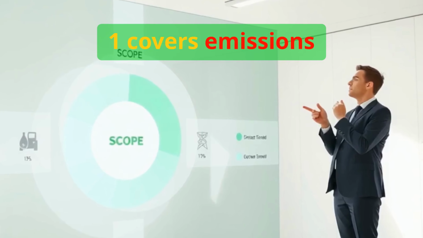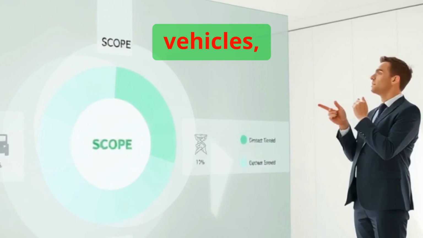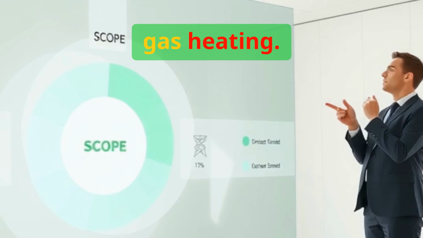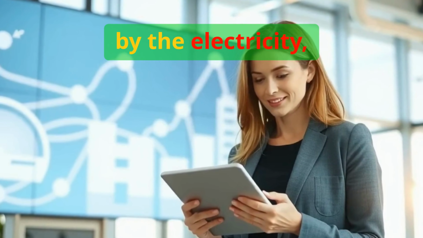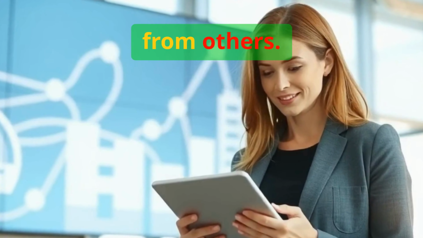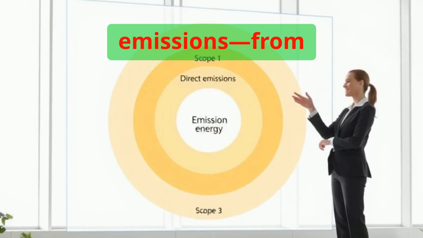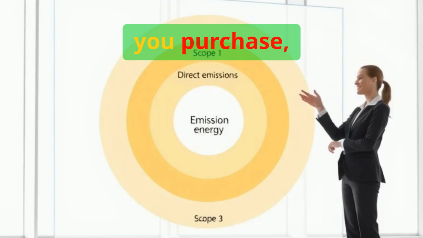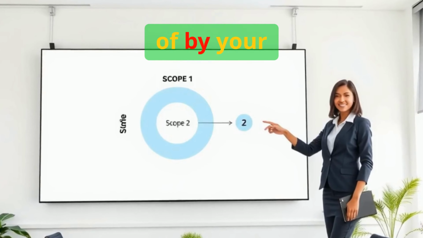The basics start with 3 categories, often called scopes. Scope 1 covers emissions you have direct control over, like the fuel burned in your company vehicles or the on-site gas heating. Scope 2 records emissions indirectly created by the electricity, steam, heating, or cooling your organization buys from others. Scope 3 is the broadest, covering all other indirect emissions, from the production of materials you purchase, to business travel, to how your products are used and eventually disposed of by your customers.